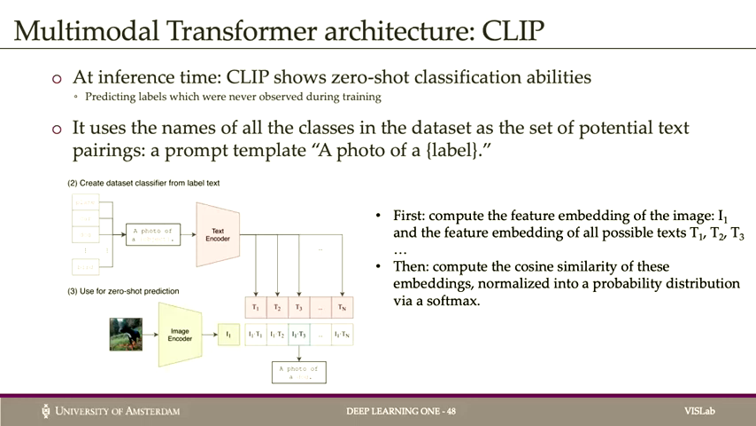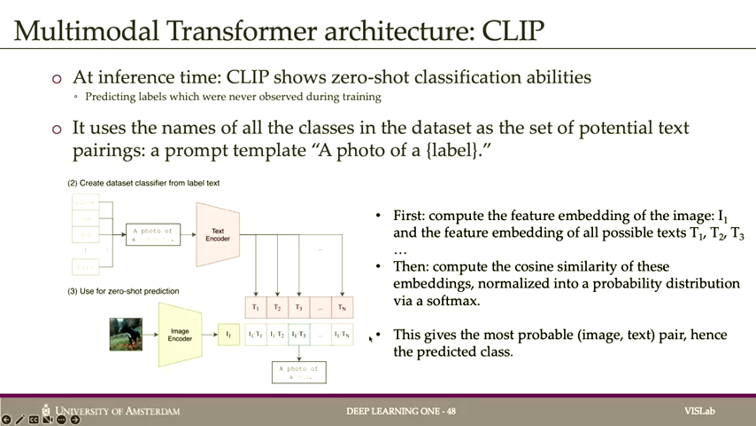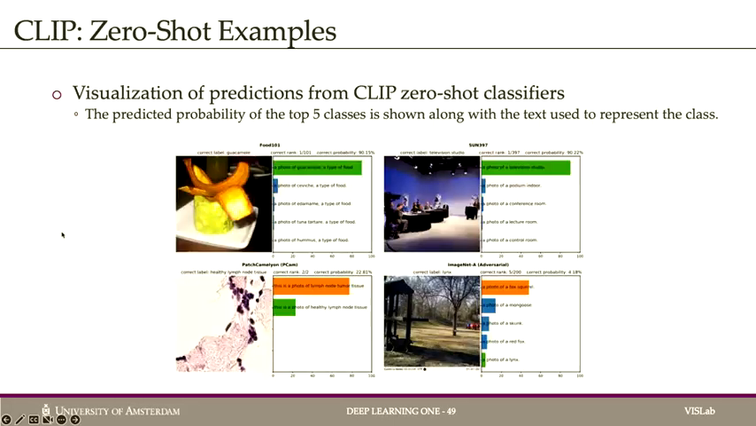Of course, then that's normalized into a probability distribution because we have a softmax afterwards, and that gives the most probable pair. So if you find the most probable pair, that means that you found the class, right? So this is a photo of a dog because the most similar pair of image and text was the third one, T3, which was basically the class of a dog. And this is how zero-shot classification works in CLIP. Here we have some examples.